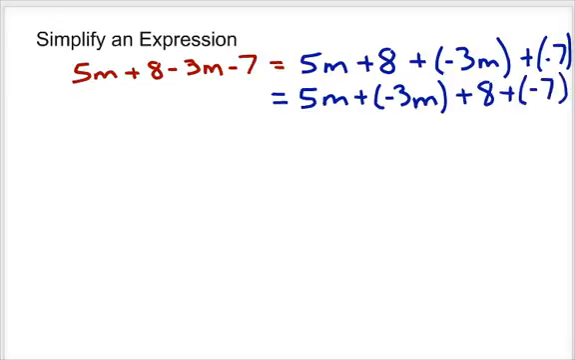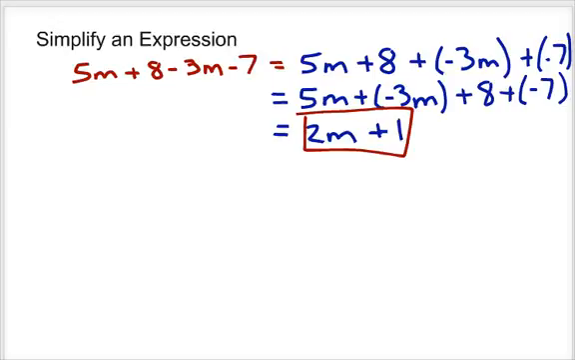Now this problem is fairly simple. We just need to go ahead and combine those like terms. So 5m plus negative 3m would be 2m. And again, I can only add like terms, so I can't add 8 to 2m because they're not like terms. Then I've got 8 plus negative 7, which is just 1. So I'm going to go ahead and write 2m plus 1, and that is my final answer.